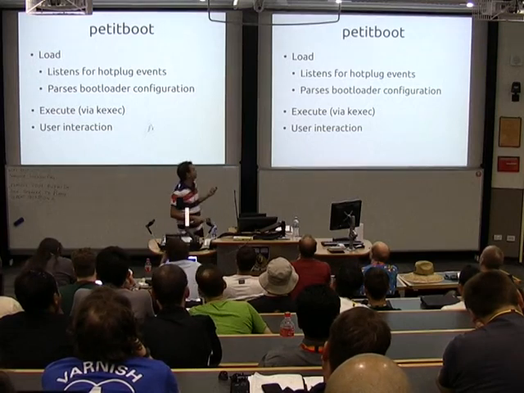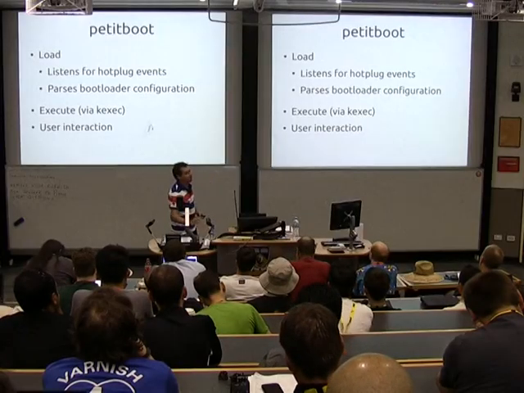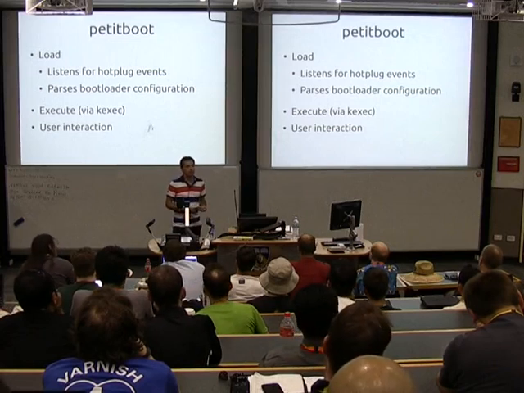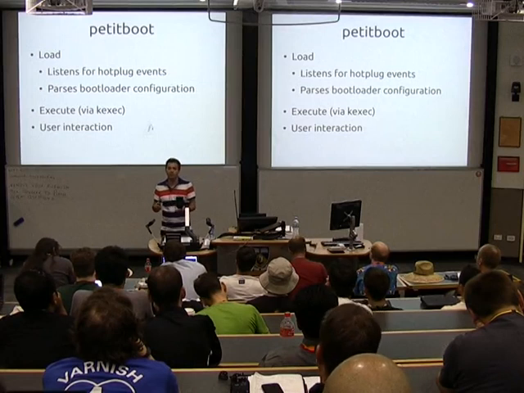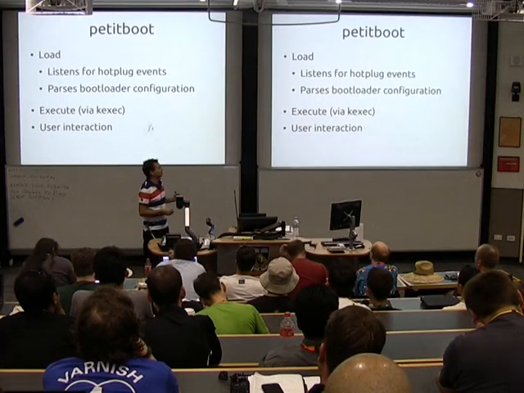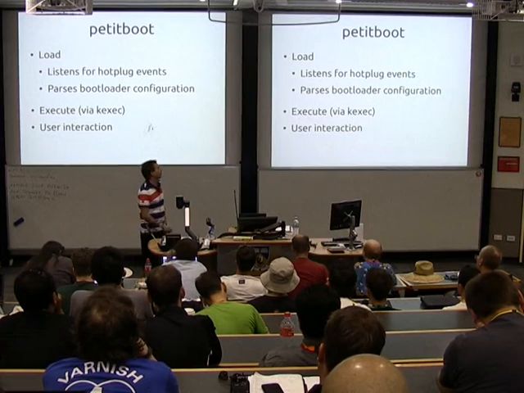But anyway, we have Petitboot. It listens to hotplug events. So as your machine is booting, devices will be discovered by the hotplug infrastructure, and Petitboot receives notifications that those devices are available. We then look on those devices for any configurations that might indicate there's an OS installed. So basically, we'll look for existing bootloader configurations to say, here's your kernel, here's your RAM disk, and here are your kernel arguments. And we then extract a boot option from that configuration.